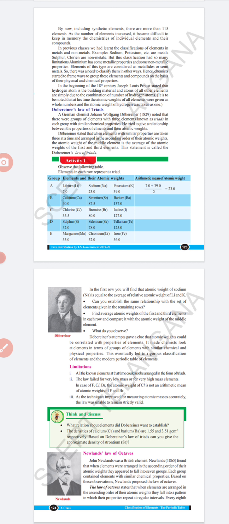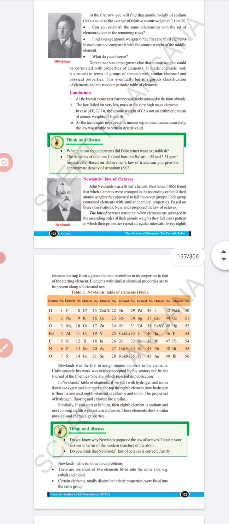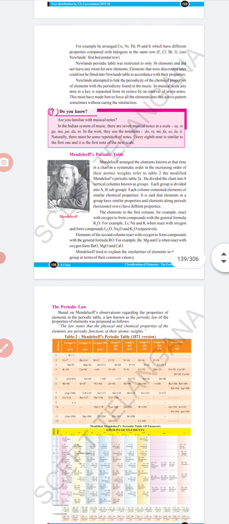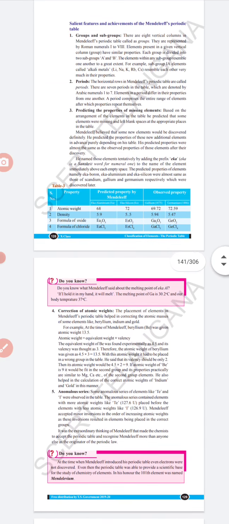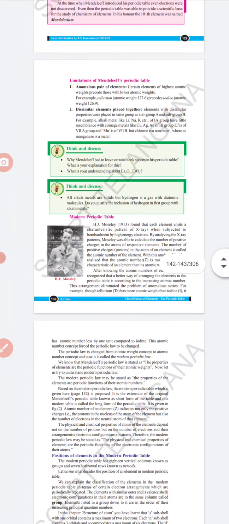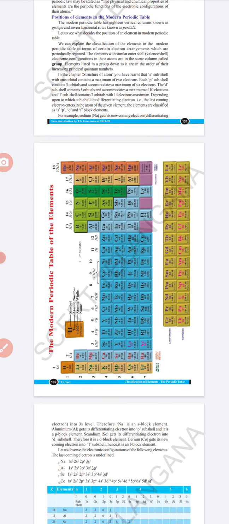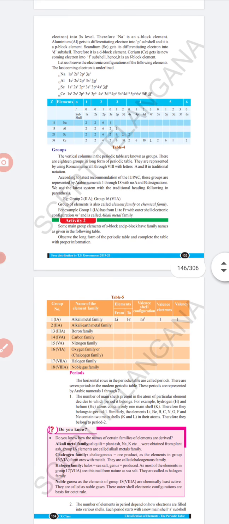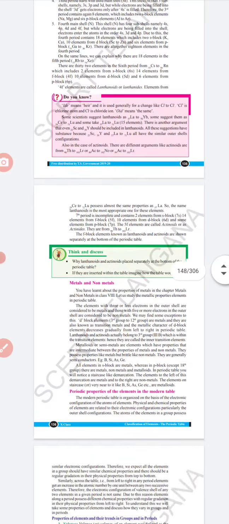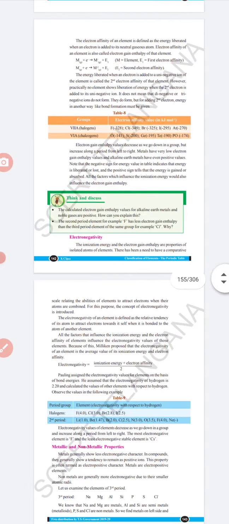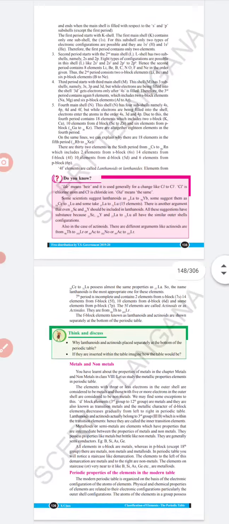Thank you. In the next class, we will learn about Newlands' law of octaves and about Mendeleev's periodic table. Then we will see the modern periodic table, that is the long form of the periodic table. This is the modern periodic table. We will see it in further classes, and the same way we will complete all the topics of this chapter.